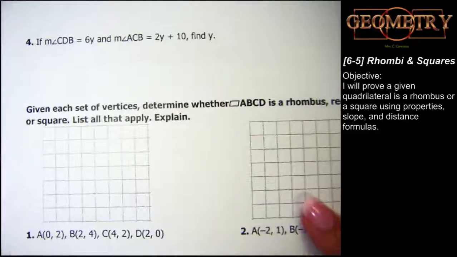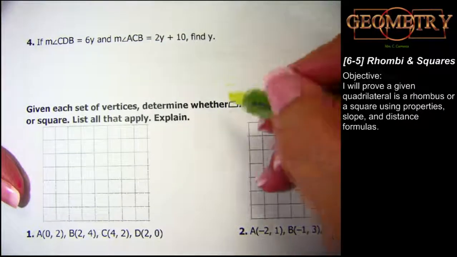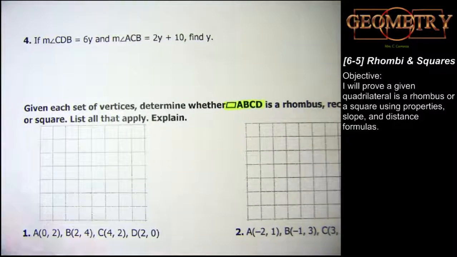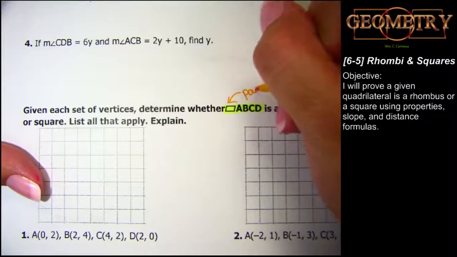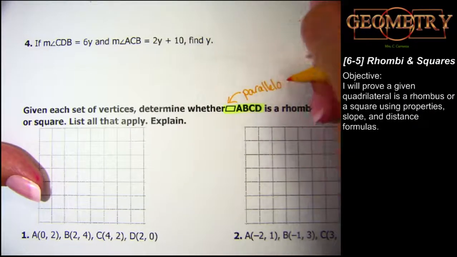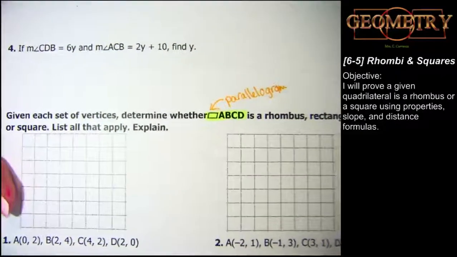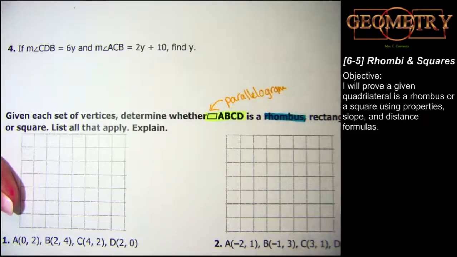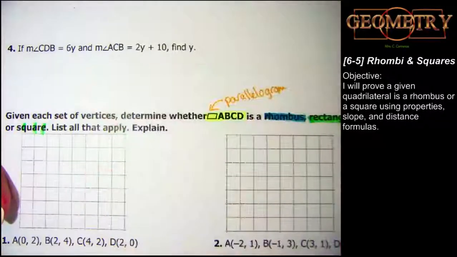So reading the directions, given each set of vertices, that's the location of the corners, guys. Determine whether symbol ABCD, okay, what does that symbol mean? Parallelogram. Thank you. If you did not recall that this symbol meant parallelogram, please, at this time, label it now. So we want to know, is this parallelogram ABCD a rhombus, a rectangle, or both?